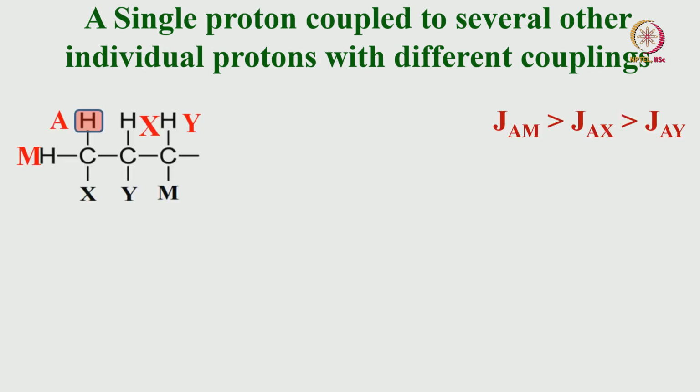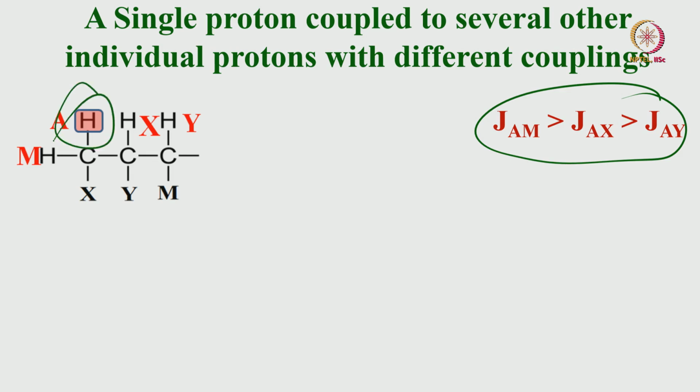This is the pattern we always expect, but always remember the order of coupling is immaterial, while the strength of the coupling matters a lot. Which is larger? Now, I am considering A. I have put the condition AM is larger than AX, larger than AY. One proton is coupled to 3 other individual protons.